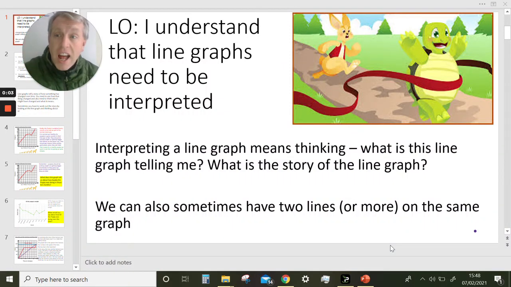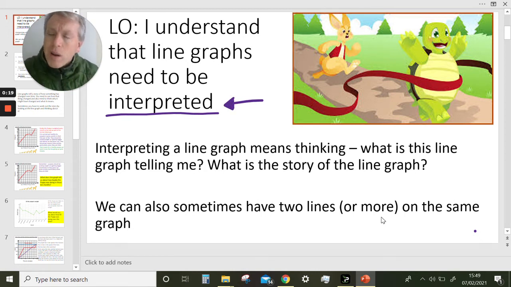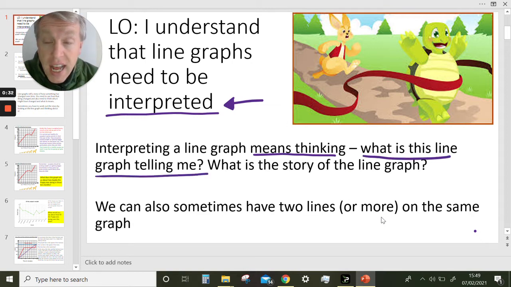Hello, it's our last lesson on line graphs today, and today we're going to be doing something called interpreting line graphs. Now, what does it mean to interpret a line graph? Well, interpreting a line graph means thinking, what is this line graph really telling me?